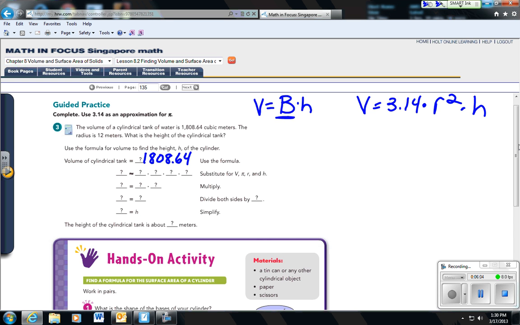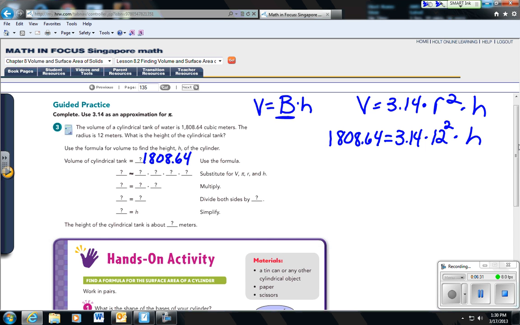So if we look at our formula, volume is 1,808.64, and that equals, we know 3.14 stays 3.14, times, and then it tells us that the radius is 12 meters, so 12 squared times h. So h is what we don't know.